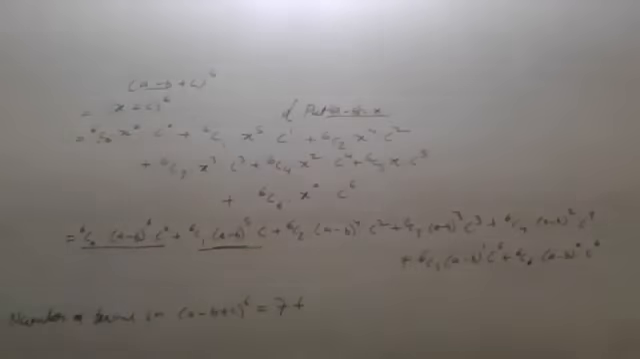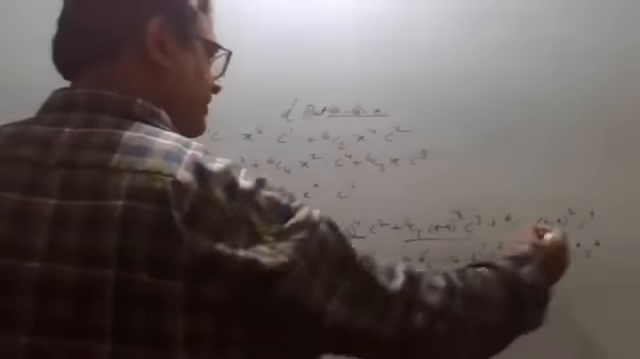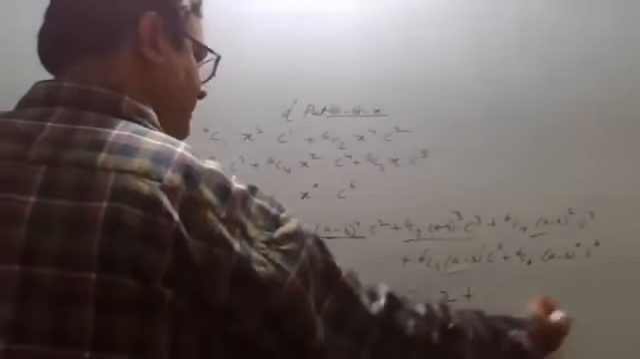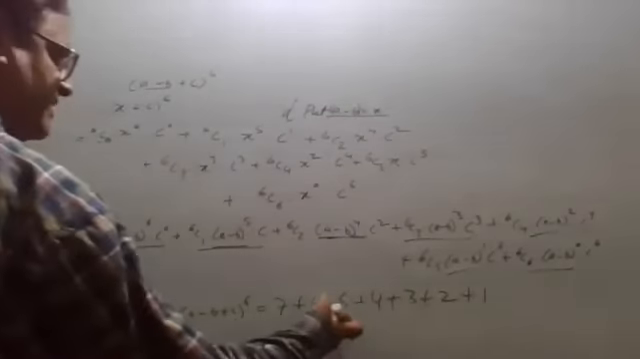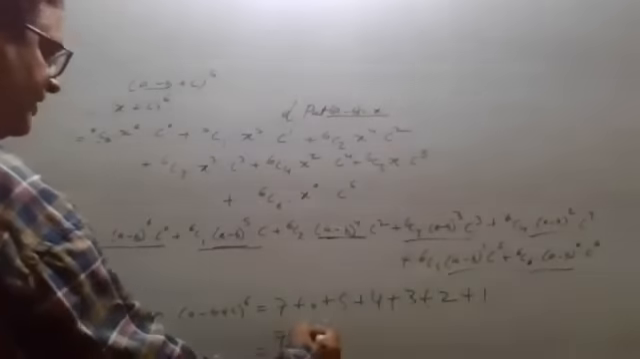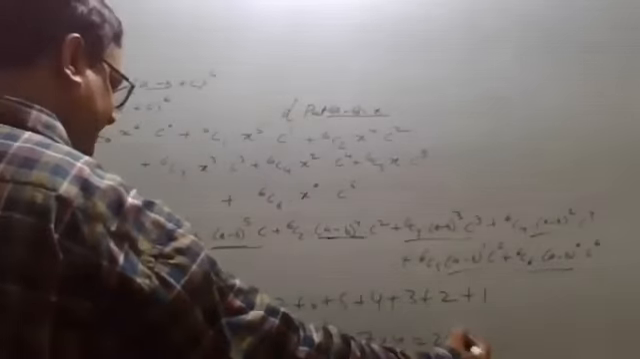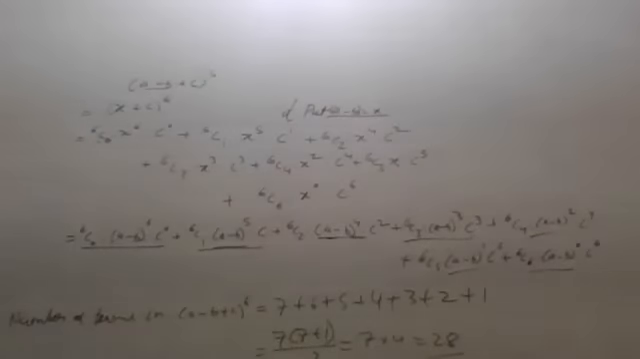Similarly in this, how many terms are there? So 6, in this 5, in this 4, plus 3, plus 2, plus finally (a minus b) whole to the power 0 is 1. So the total number of terms is 7 plus 6 plus 5 plus 4 plus 3 plus 2 plus 1. Sigma n into n plus 1 upon 2, 7 into 4, 28. Is that clear to you? So the total number of terms will be 28.